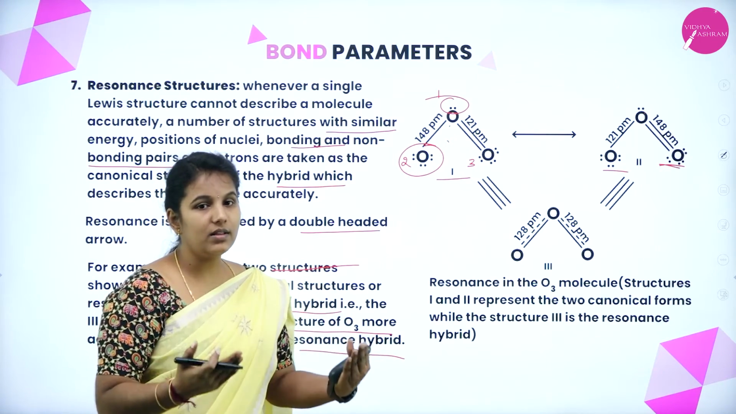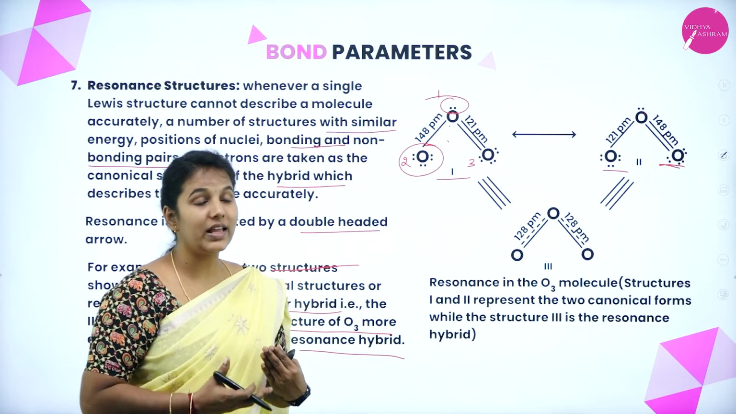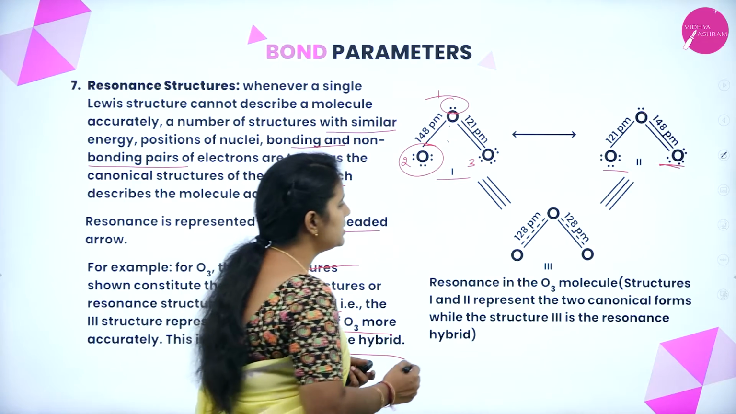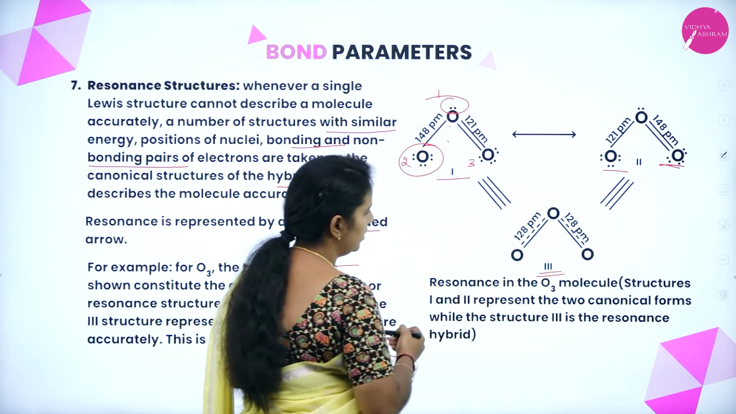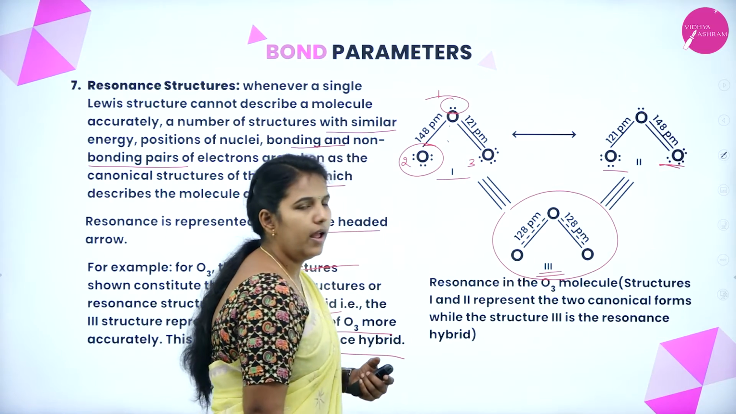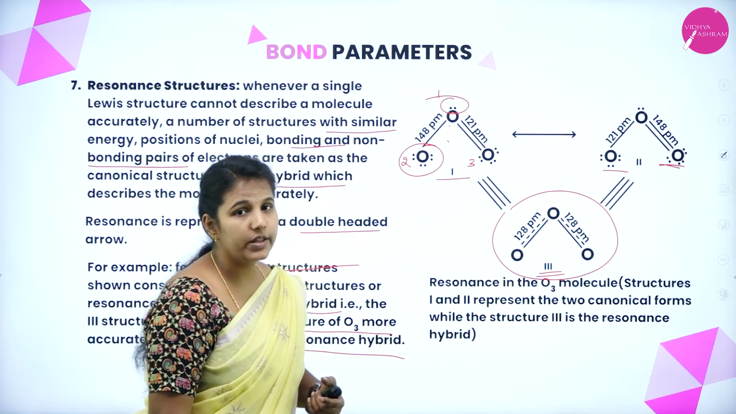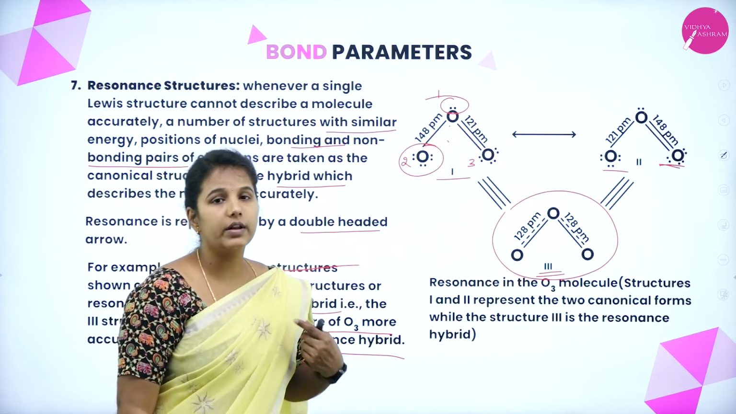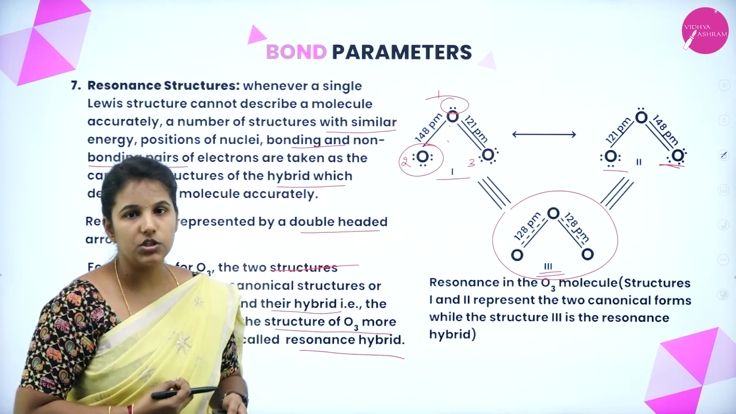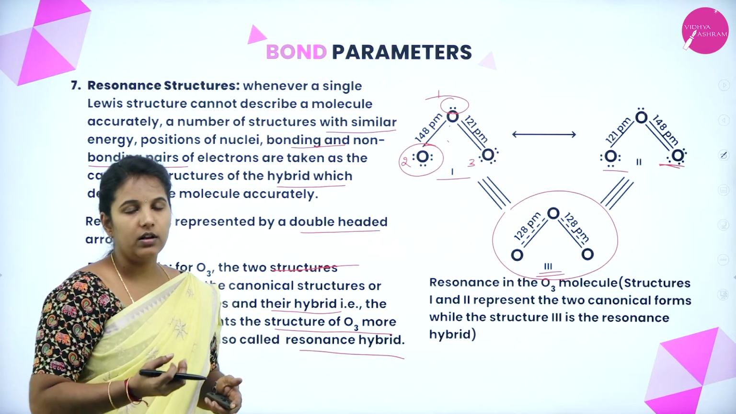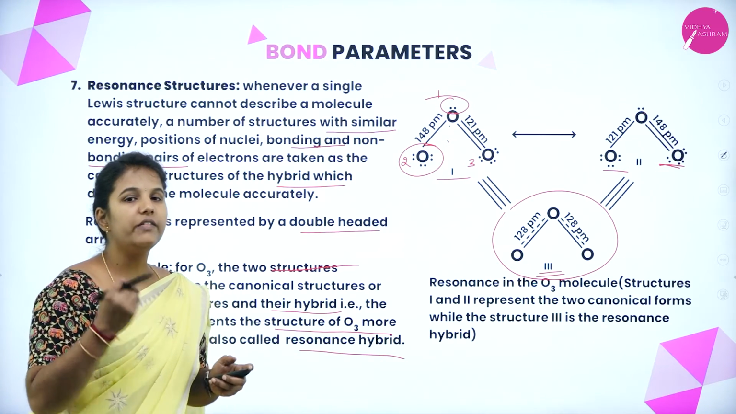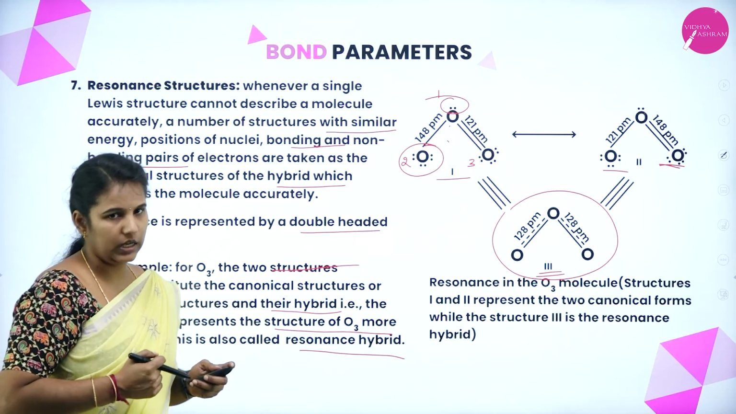By writing the canonical structures, we can easily write the exact structure of that molecule, which is known as the hybrid structure. This is the actual structure of the ozone molecule, and it is also known as the resonance hybrid. How will we write the resonance hybrid? By writing the canonical structures, the first and the second one. If you write those similar canonical structures, then we can easily write the resonance structure.